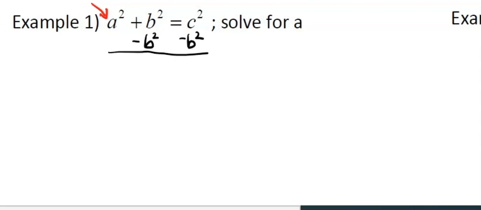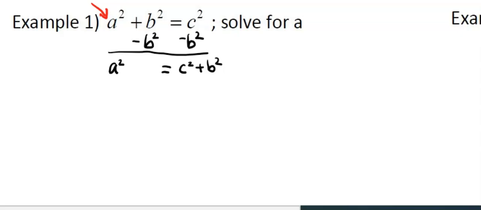So then we're left with a squared on the left, equal to c squared plus b squared on the right. We're almost there, but a squared is not a, so we want to get the inverse operation. This is the way we do a lot of these algebraic manipulations: just doing the opposite.